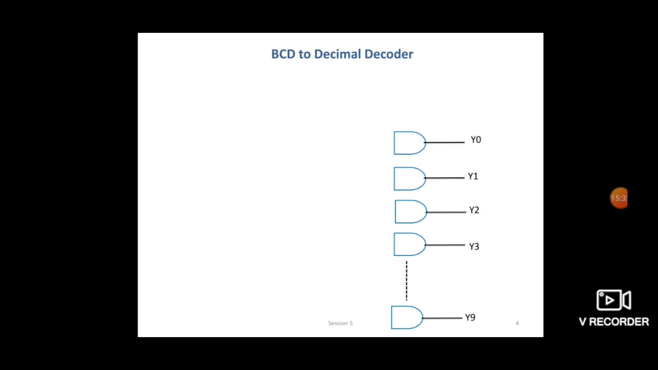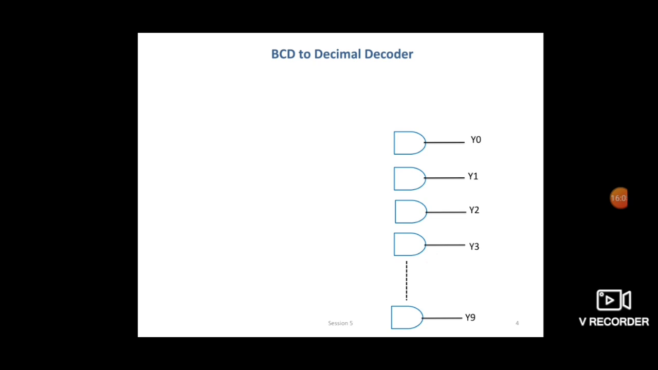So here we have AND gates. First, how many AND gates? 0 to 9, so here 0, 1, 2, 3 up to 9. Up to 9 means 0 to 9 AND gates are connected. Okay, here only 5 AND gates are drawn because of space. Space is not sufficient for all AND gates to be drawn. So here is just a dotted line. Dotted line means 4, 5, 6, 7, 8, and the last one is 9.